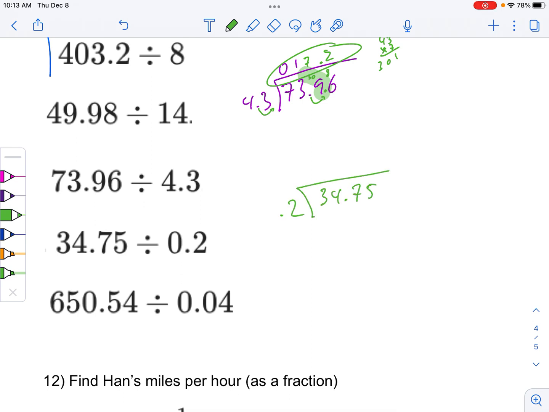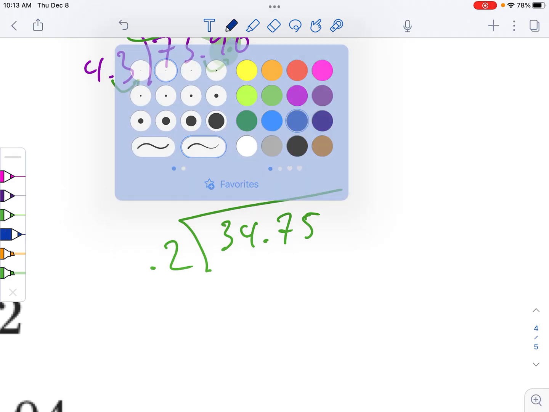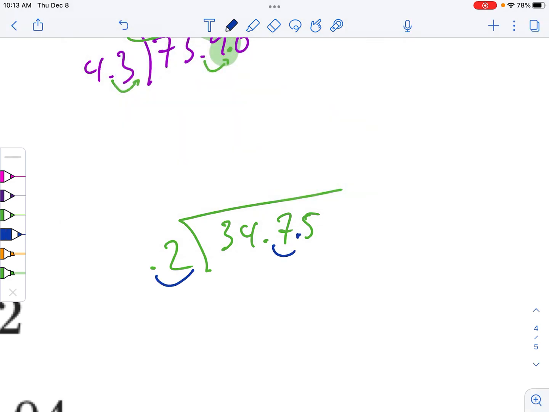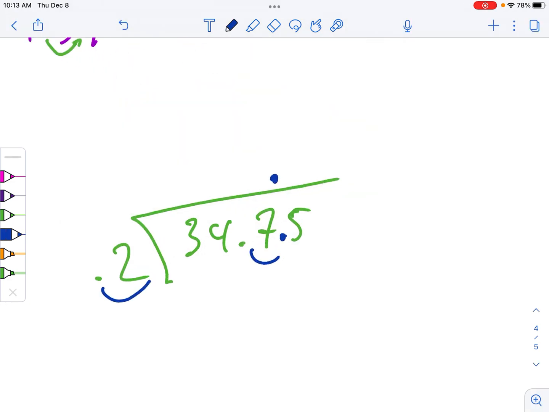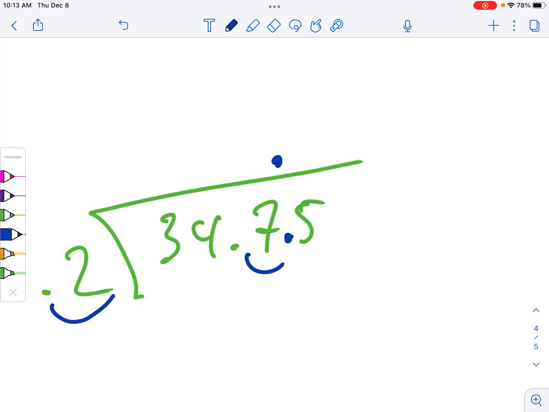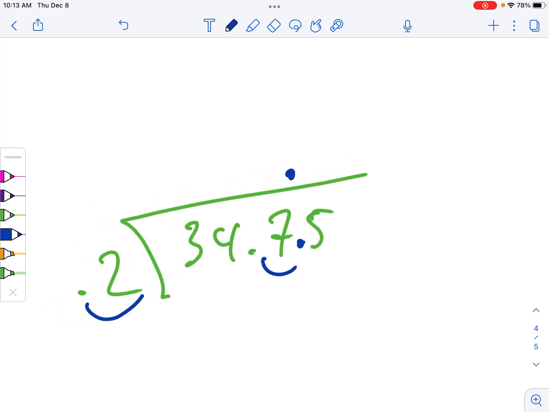34.75 divided by 0.2. Good stuff. Gotta clear the decimal, clear the decimal. All right, where are we at?